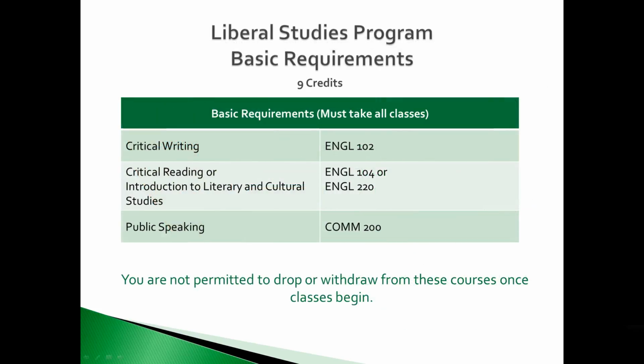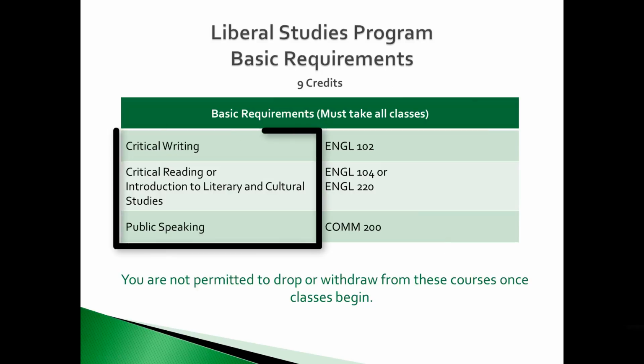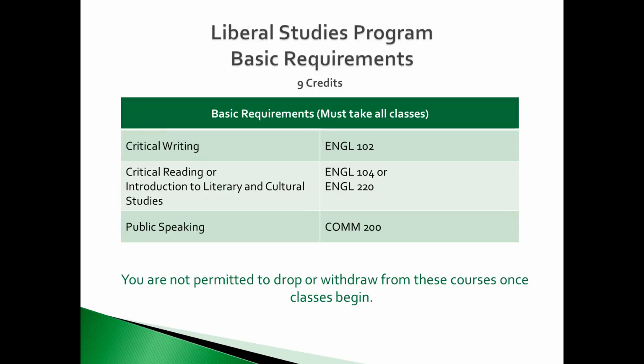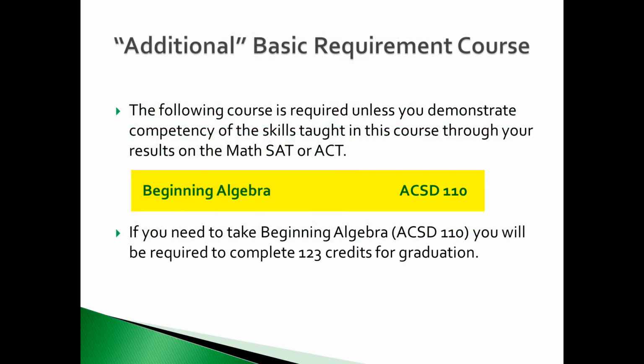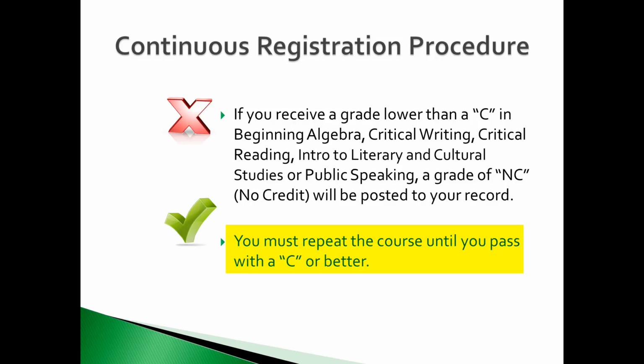The first block is basic requirements. All students must complete 3 basic requirement courses: critical writing, critical reading or introduction to literary and cultural studies, and public speaking. Beginning Algebra ACSD 110 is a required course unless you demonstrate competency of the skills taught in this course through your SAT or ACT math scores. If a student needs this course, an additional 3 credits will be needed to graduate. Please note, students must receive a grade of C or better in a basic requirement course to obtain their degree. If a student receives a no credit in any of these courses, they must repeat it the next semester.